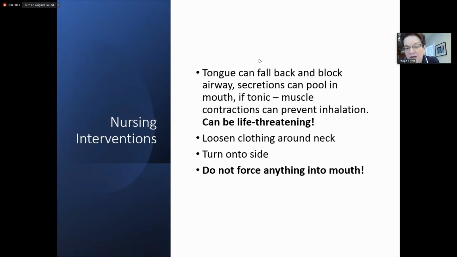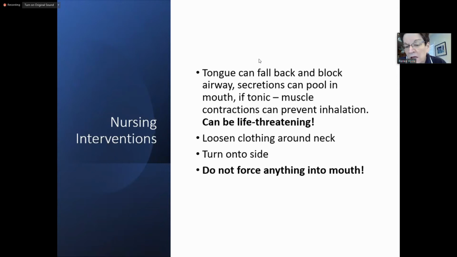In the past, one of the things that they would do with patients with seizures is to put a padded tongue blade above their bed in case they had a seizure. And I'm going to tell you, do not do that. We do not put anything into their mouth.